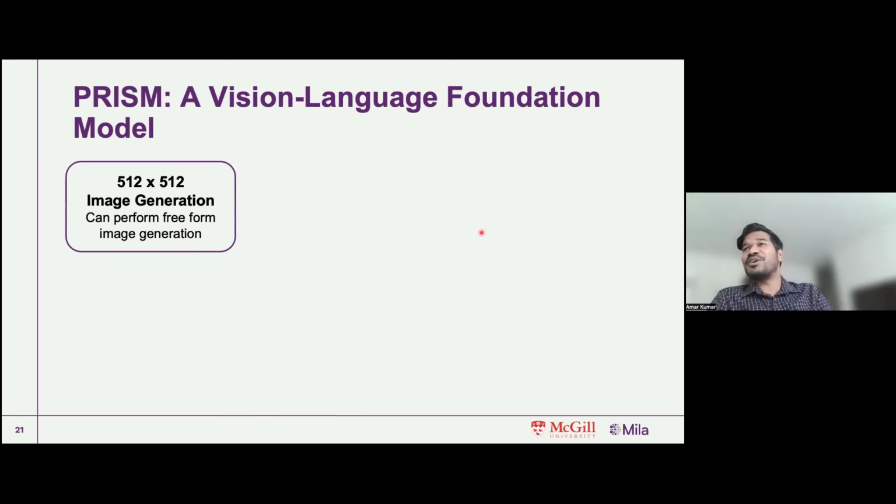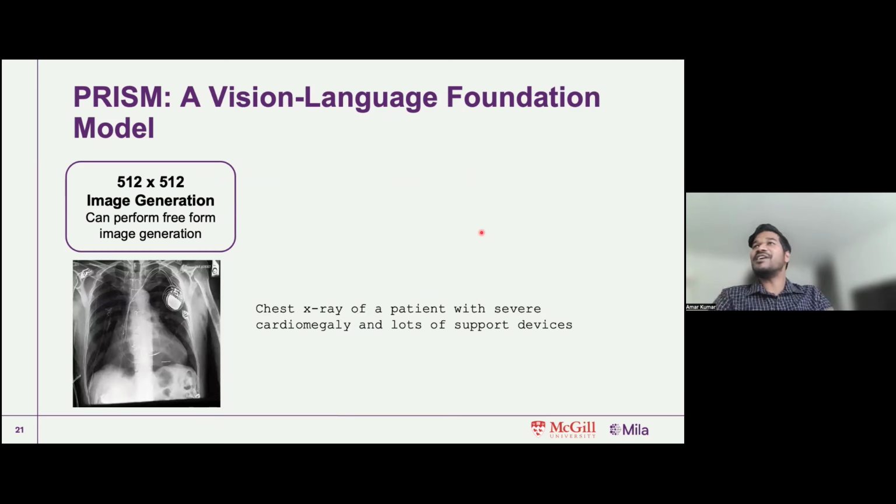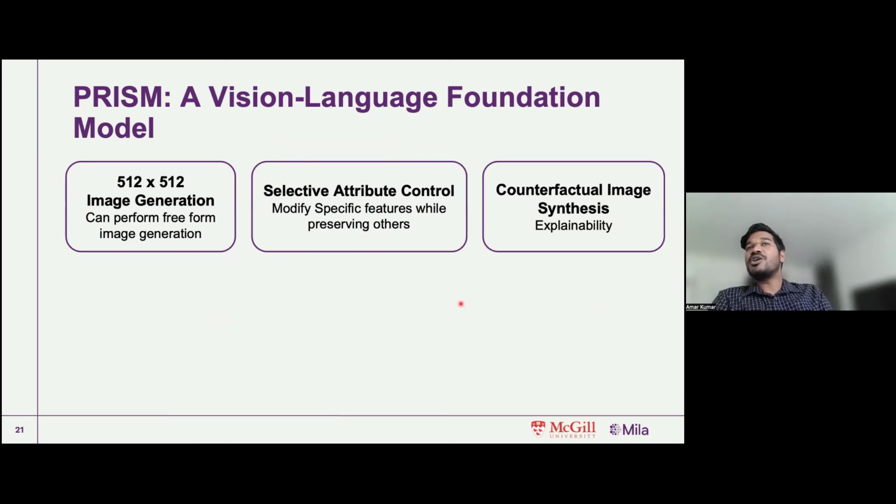So what do we get after doing all this? We get a vision language foundation model, which can perform free-form image generation. What does that mean? You can simply give it text and it's able to synthesize image. And we have also established that these images that are synthesized are actually meaningful. So over here, you can see that it was given chest X-ray of a patient with severe cardiomegaly and a lot of support devices. So it generates pacemakers, wires, a couple of stitches in the central area, and the disease is also present there. On top of that, we are able to perform selective attribute control, which means that we are able to modify specific features while preserving the others.